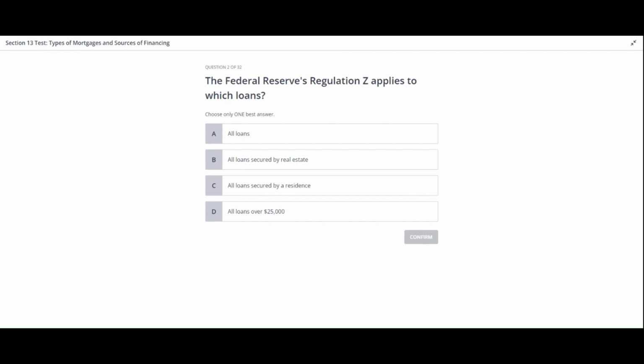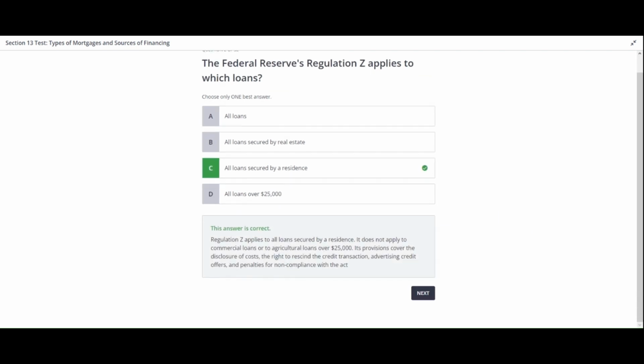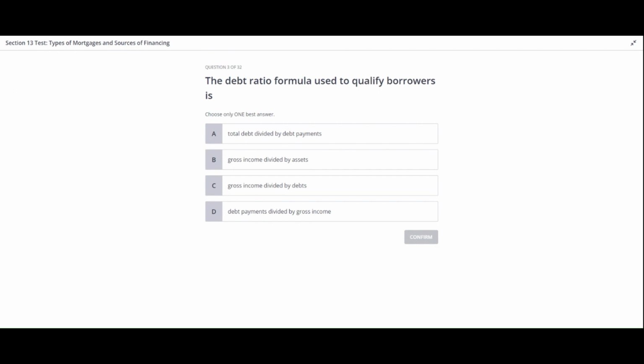So the correct answer for this question is C. All loans secured by a residence. Regulation Z applies to all loans secured by a residence. It does not apply to commercial loans or to agricultural loans over $25,000. Its provisions cover the disclosure of costs, the right to rescind the credit transaction, advertising credit offers, and penalties for non-compliance with the Act.